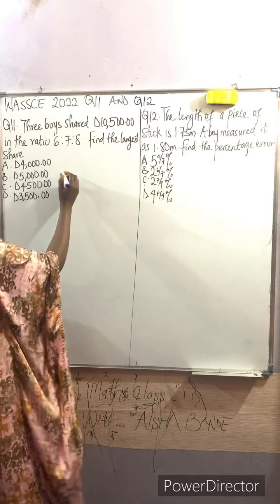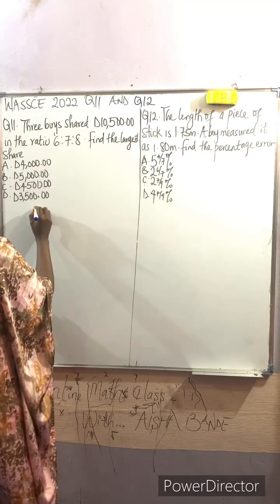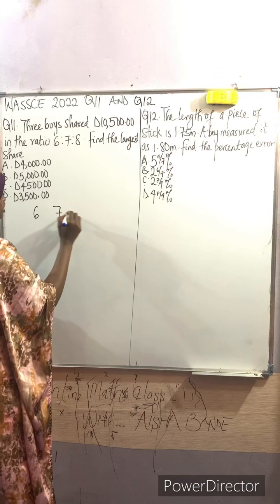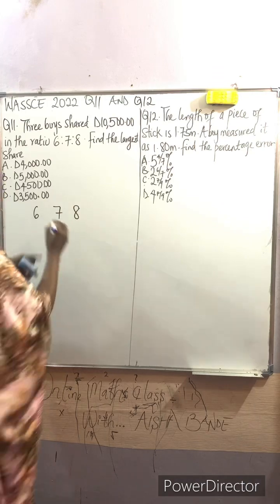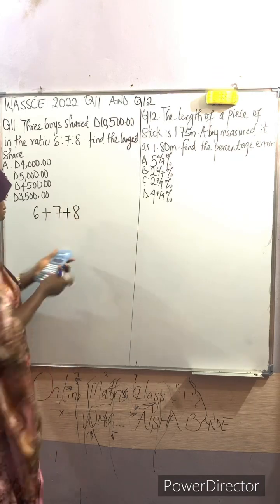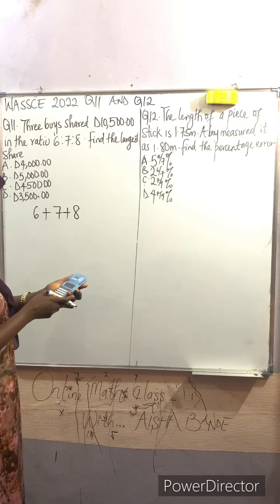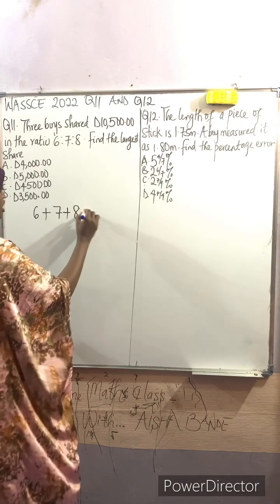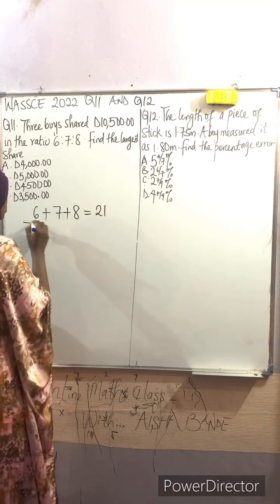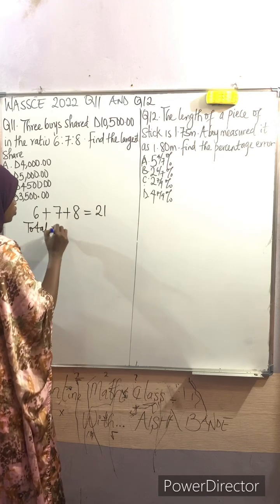So all we need to do is to bring out the ratios, which is ratio 6, ratio 7, and ratio 8. So we sum up, that means we add up these ratios. So we punch our calculator. 6 plus 7 plus 8 gives us 21. So 21 is the total ratio.